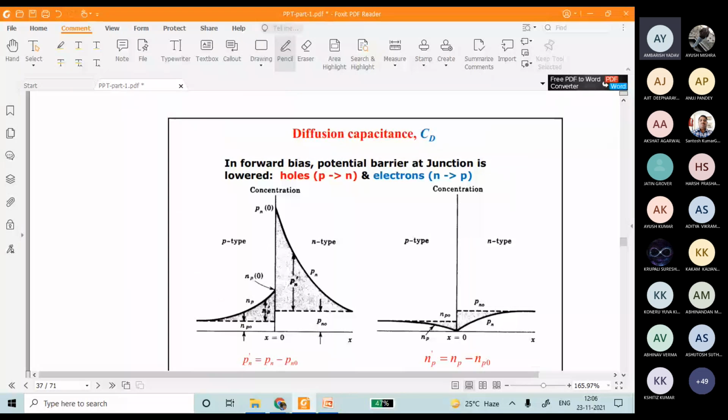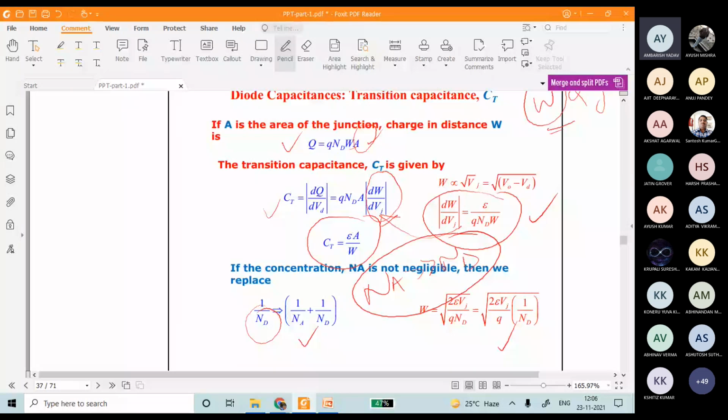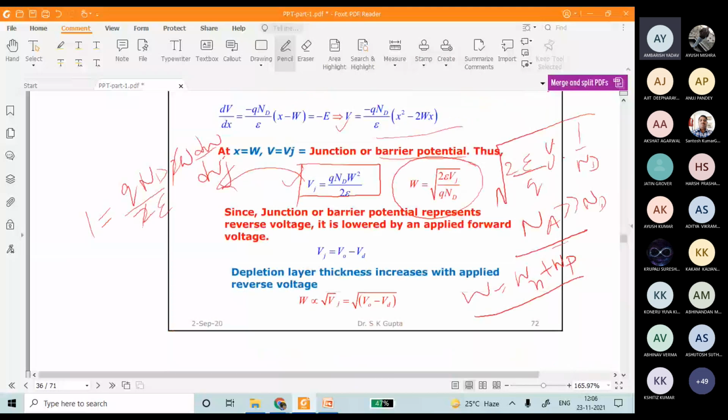So we will talk more in the next lectures about calculation of CD. The time is running out, so we stop here. You can do this mathematics yourself, and if there is some difficulty, we can discuss in the next lecture.